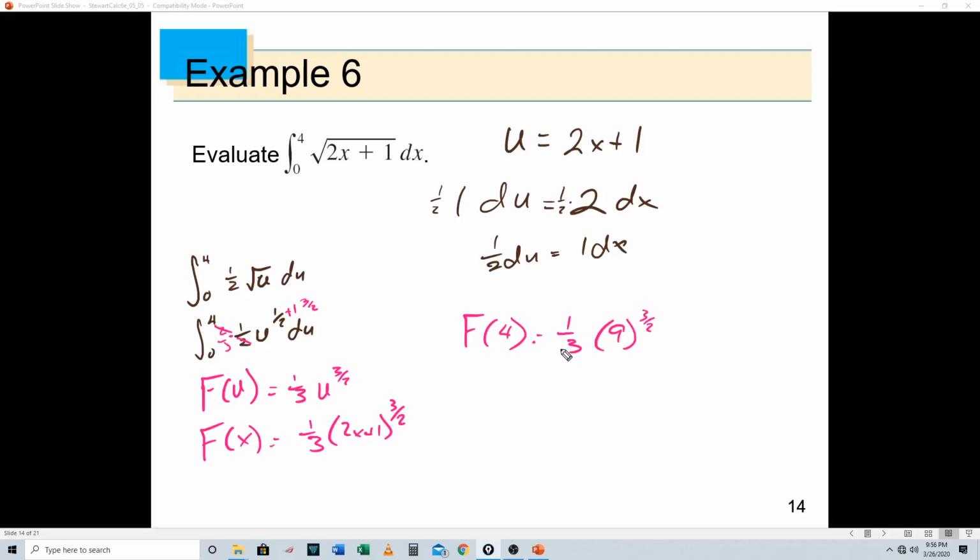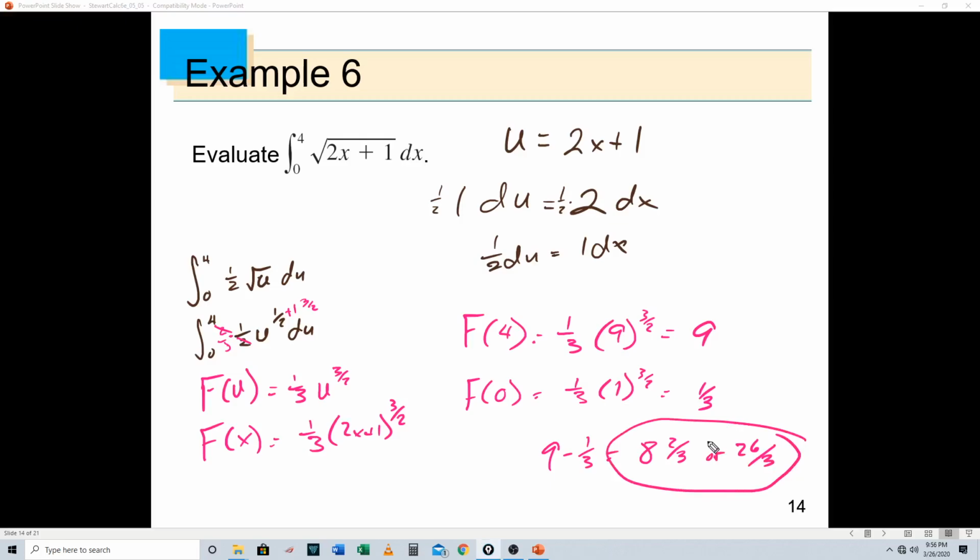And that is 1/3 of 27. That's 9. Okay. Because if you square root 9, you get 3. Cube 3, you get 27. And 1/3 of 27 is 9. All right. F of 0 is 1/3 of 0 plus 1. So 1 to the 3/2, which is 1/3. So we get 9 minus 1/3, which is 8 2/3, or 26/3, depending on how you like to write your answer. So, there we go.